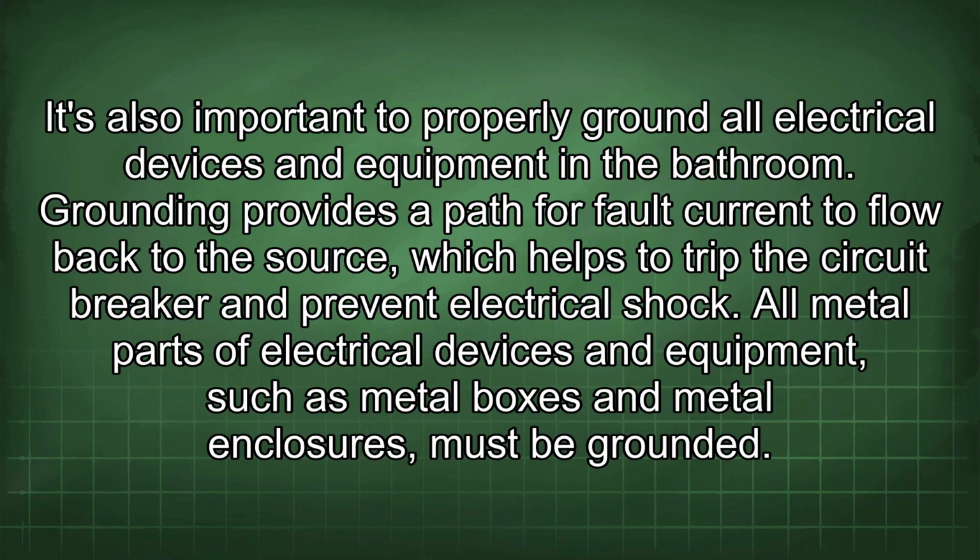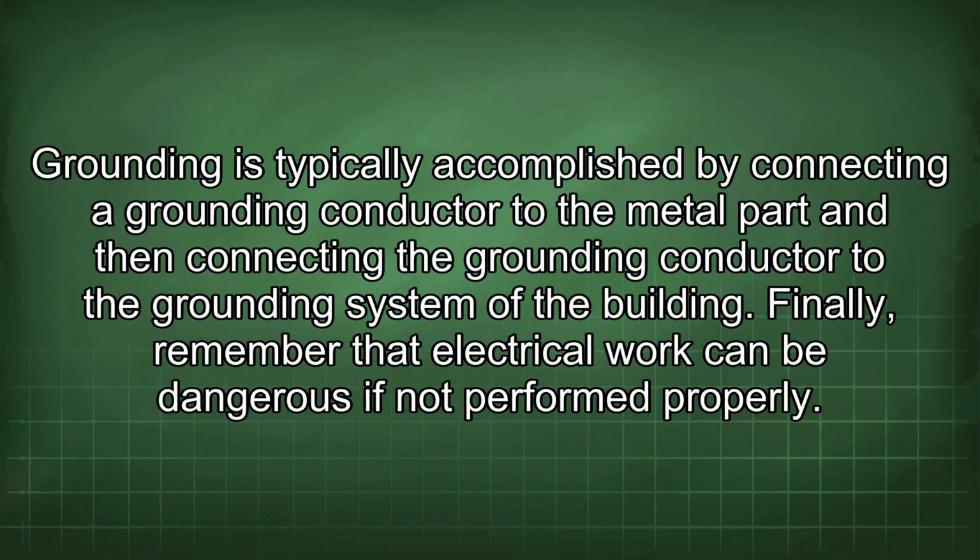Grounding provides a path for fault current to flow back to the source, which helps to trip the circuit breaker and prevent electrical shock. All metal parts of electrical devices and equipment, such as metal boxes and metal enclosures, must be grounded. Grounding is typically accomplished by connecting a grounding conductor to the metal part and then connecting the grounding conductor to the grounding system of the building.